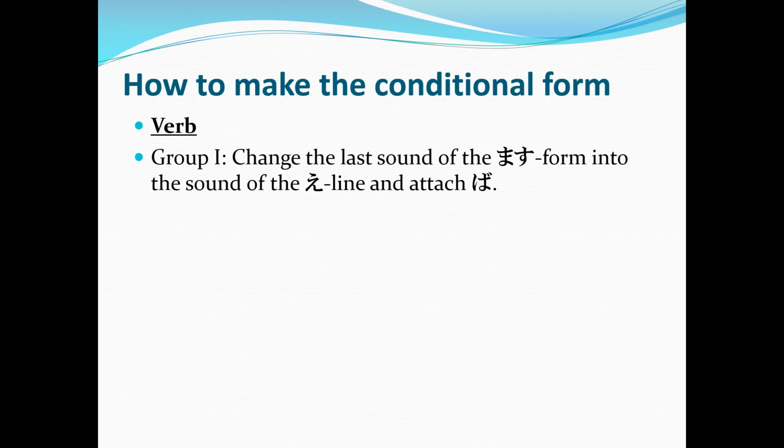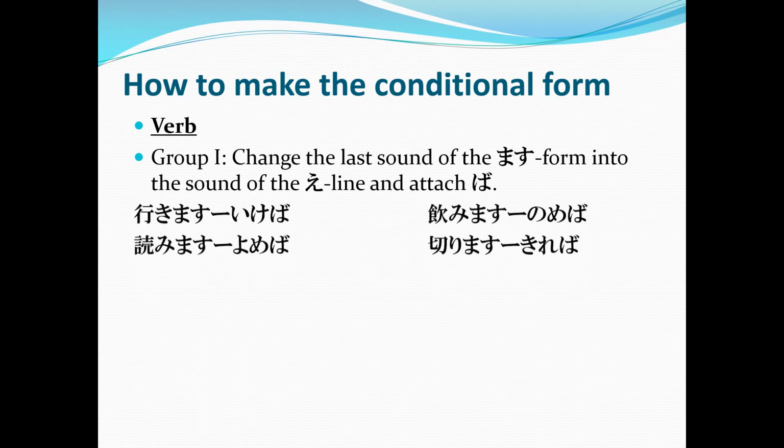For group 1, change the last sound of the masu form into the e sound of the line and attach ba. Let's look at these examples. First, we have ikimasu. Its conditional form is ikeba, changing the last sound of the masu form into the e line and attaching ba. So ikimasu will become ikeba.